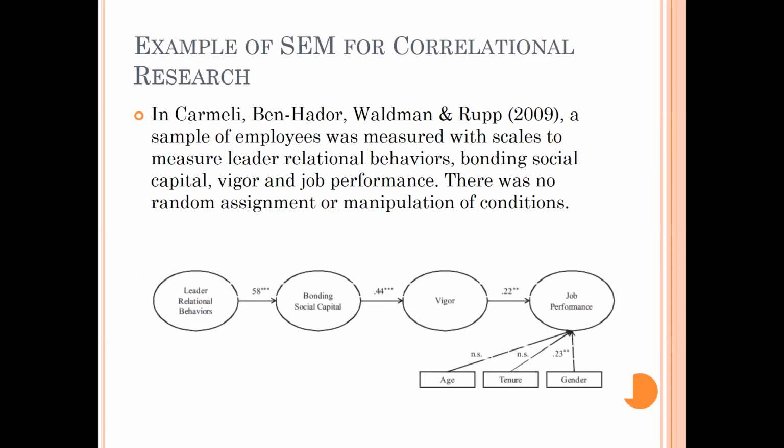Now, here is an example of SEM for correlation research. In this model, Carmeli, Bejardo, Waldman, and Rook sampled employees and measured with a survey leader relational behavior, body social capital, vigor, and job performance, and then fit the model to the survey data where leader relational behavior predicts body social capital, which predicts vigor, which predicts job performance. Now, the representation here is simplified because every ellipse here is a latent variable, so there are indicators for each of them that were omitted from this figure.